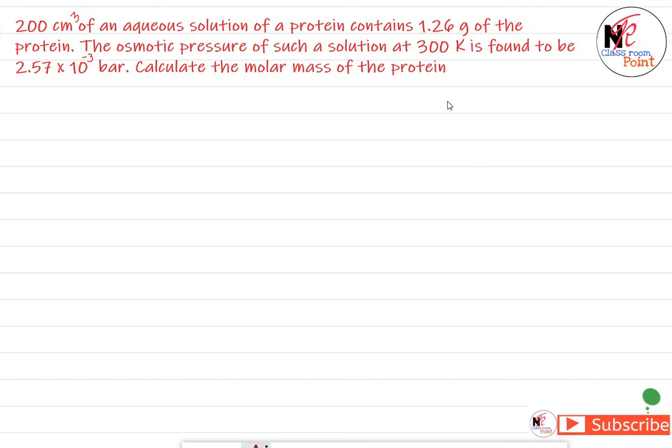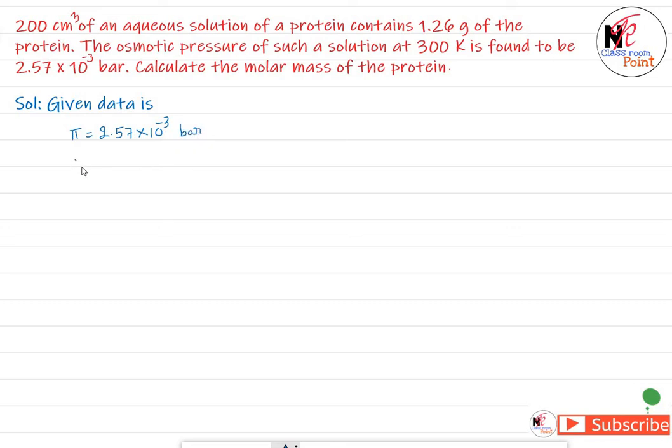So almost all information is given. It will be very easy to solve this question. First of all, let us try to write down the given data. The given data is osmotic pressure. The osmotic pressure symbol is, we know, pi. The pi value is 2.57 × 10^-3 bar.